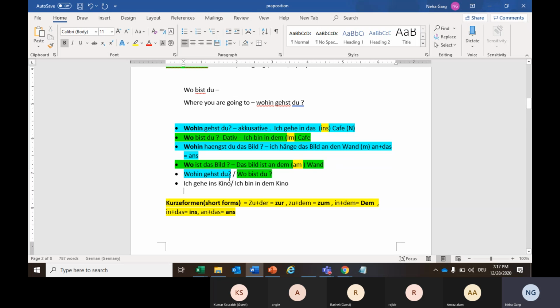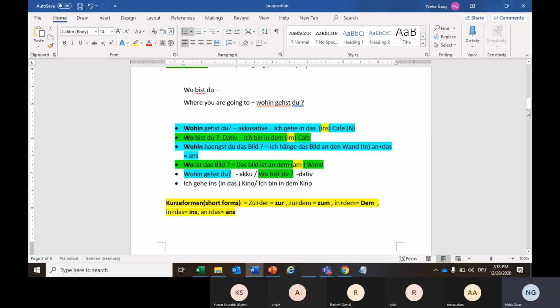One more example which I gave already. Wohin gehst du? Where are you going to? Since there is a movement, the question is of wohin. This is accusative. On the contrary, wo bist du? This is a dative case because the question is of wo. Now here, wohin gehst du? Ich gehe ins Kino oder in das Kino. Because I'm going, there is a movement. So Kino, das will remain das. But here, this Kino will change to dem because this is a dative case.